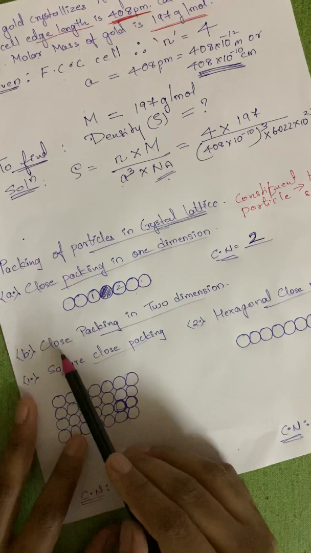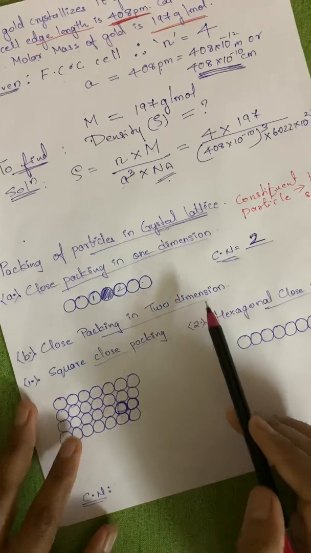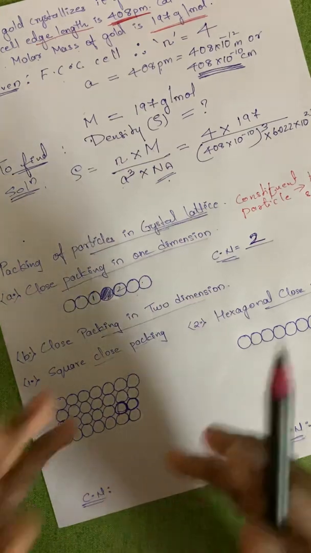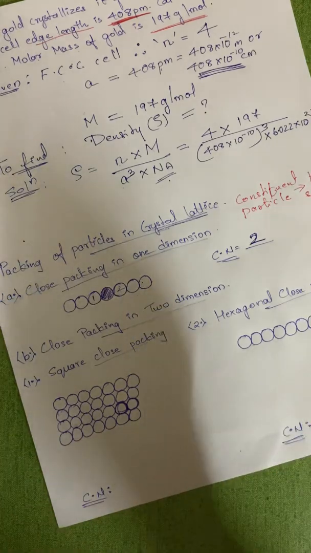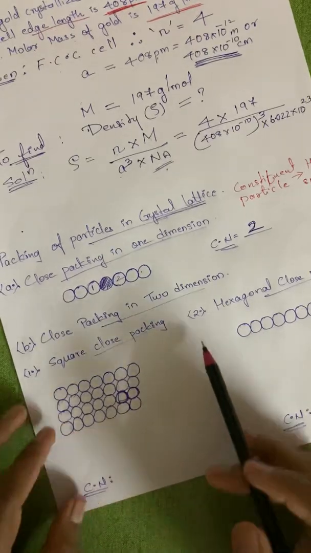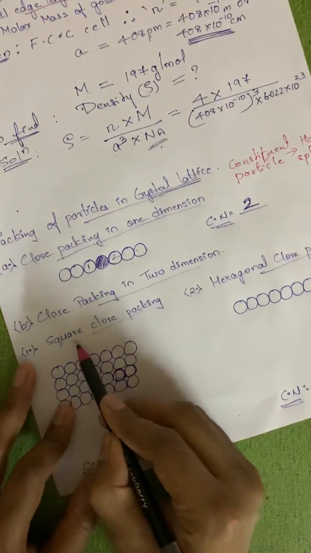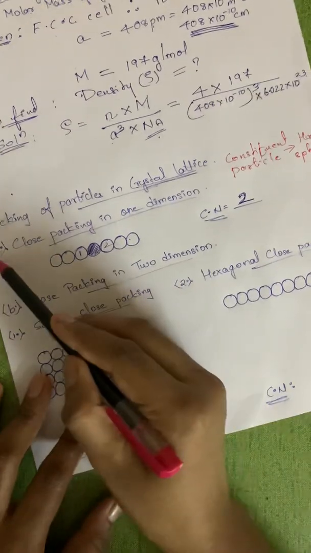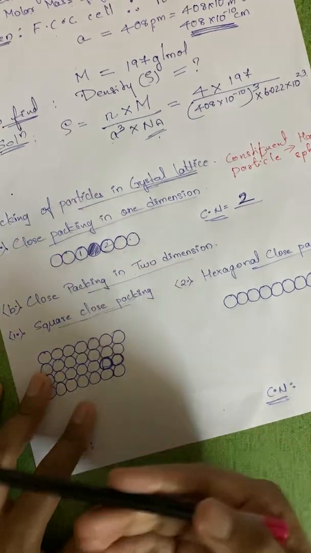Next, close packing in two dimensions. For example, if I have many mangoes and I am keeping them properly, how will the packing be done in such a way that the maximum number of mangoes can be taken in that box? Think that way and understand the logic behind this. Close packing in two dimensions can be either square close packing or hexagonal close packing. To understand this, we take the one dimensional row as a base.